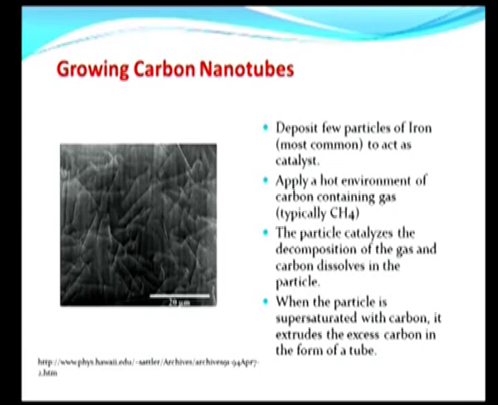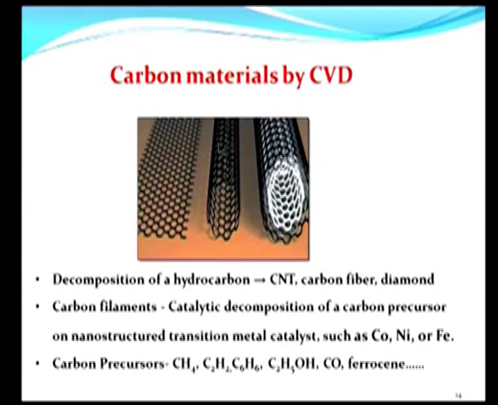You can grow nano wires, or rather nano tubes of carbon, by spreading nickel or cobalt or iron particles on, let us say, a silicon substrate which is heated to a high temperature, and methane gas, for example, is then made to flow over that. So, this is the general methodology.